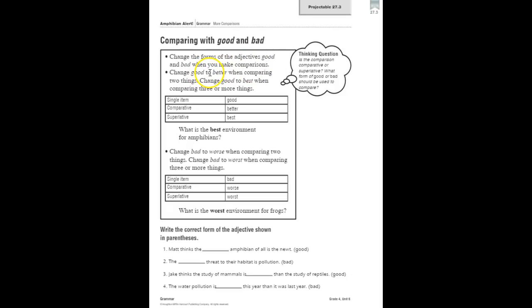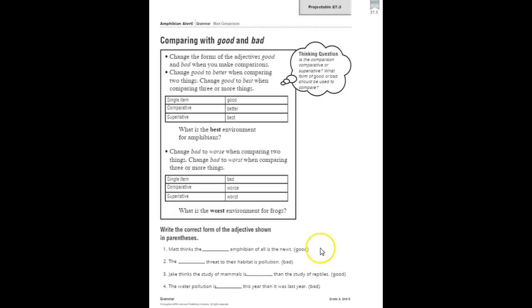You change good to better when you're comparing two things, and change good to best when comparing three or more things. So one single item is good, more than one is better, and more than two or three is best. What is the best environment for amphibians is our example. When we use bad, when we're comparing two things, we change it to worse. And when we're comparing three or more things, it's worst. What is the worst environment for frogs?